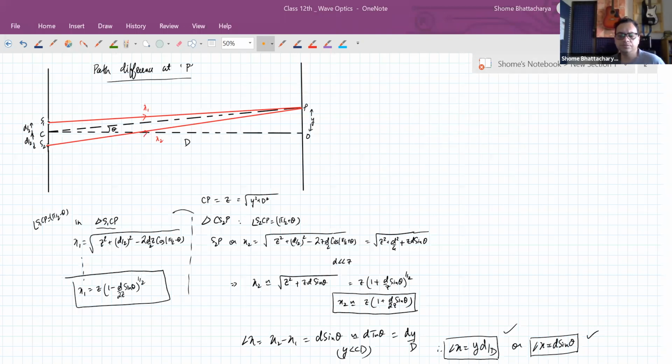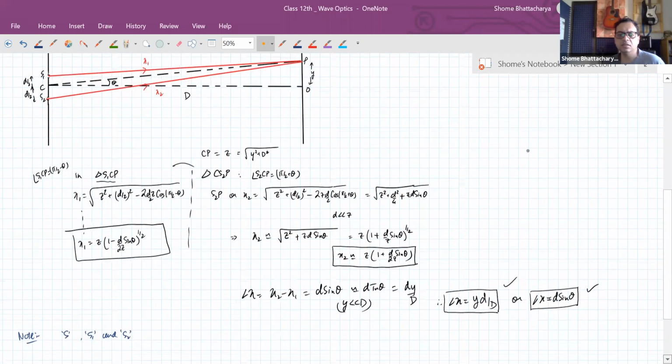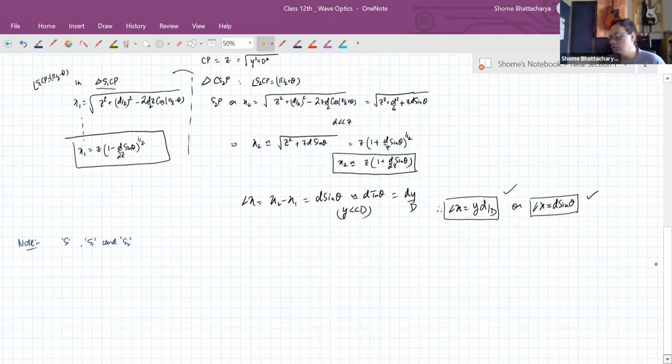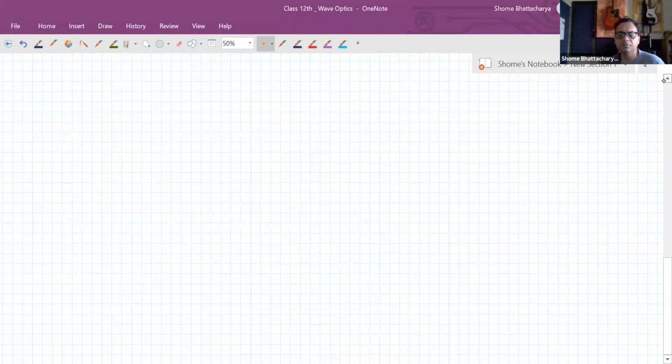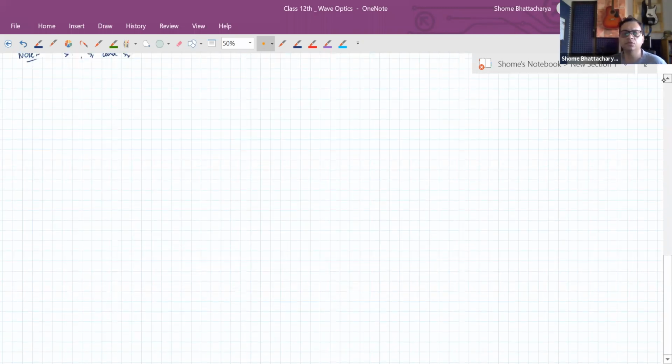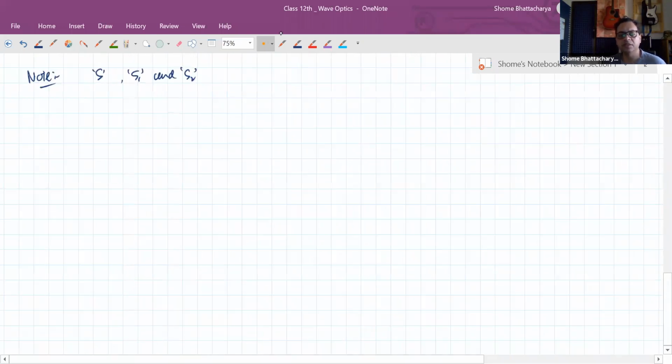Okay, so as I was saying, this is the final equation which is important for you. The calculation of delta x in terms of either y, the linear position of the point P with respect to the symmetry point, or the angular position theta. Okay. Now, let's understand the geometry of this arrangement a little bit better.